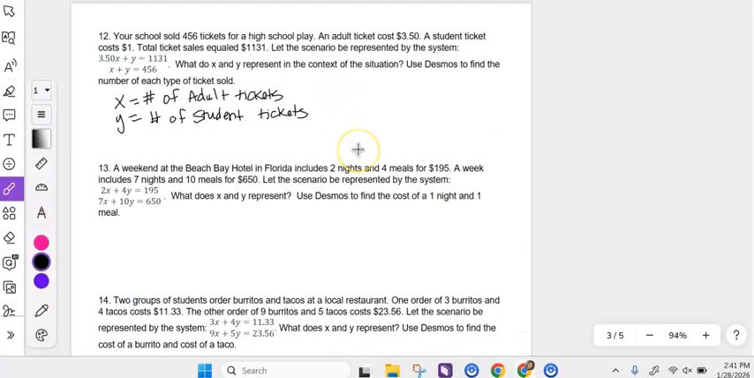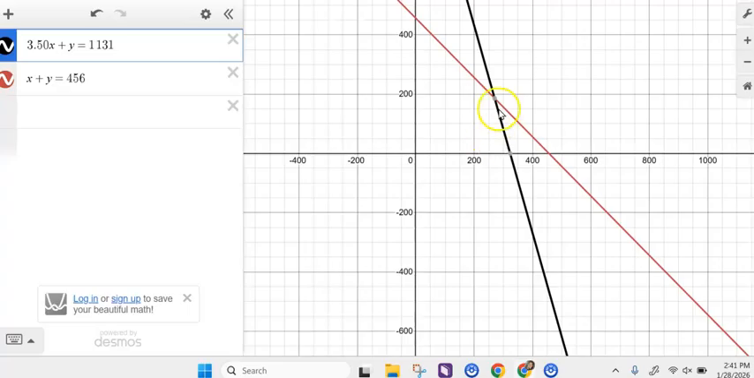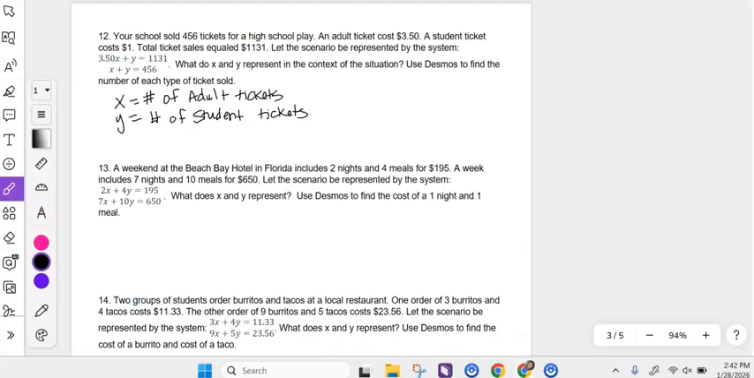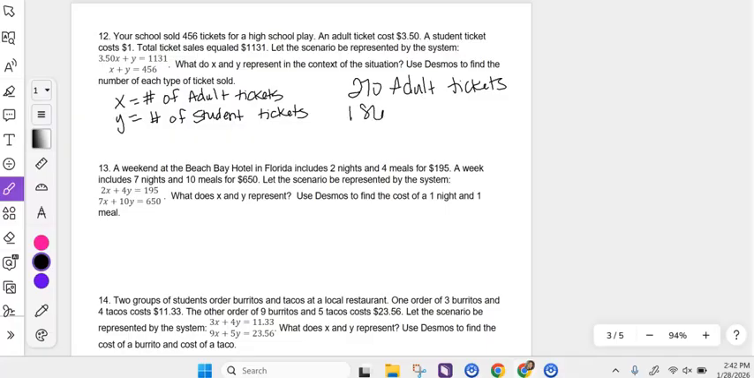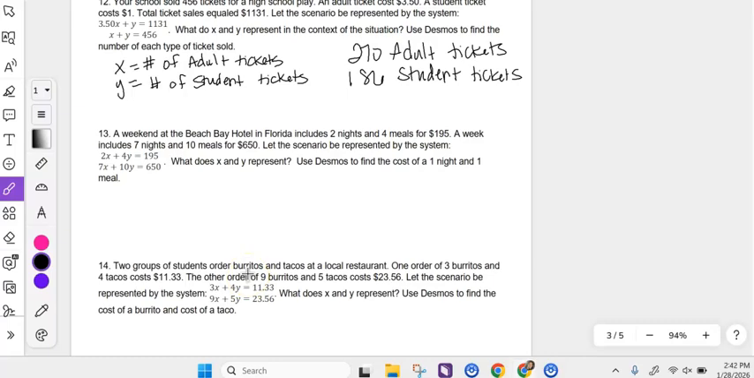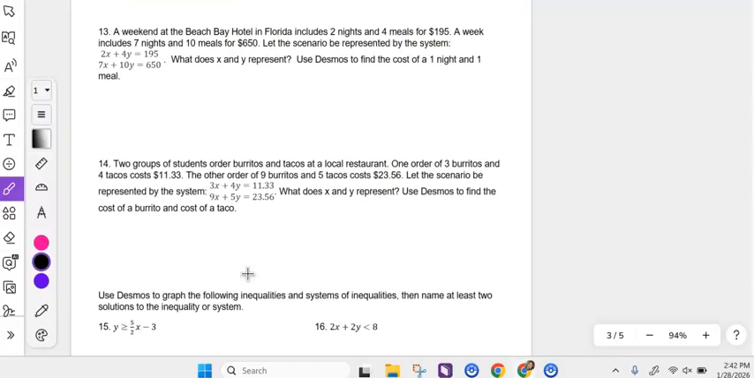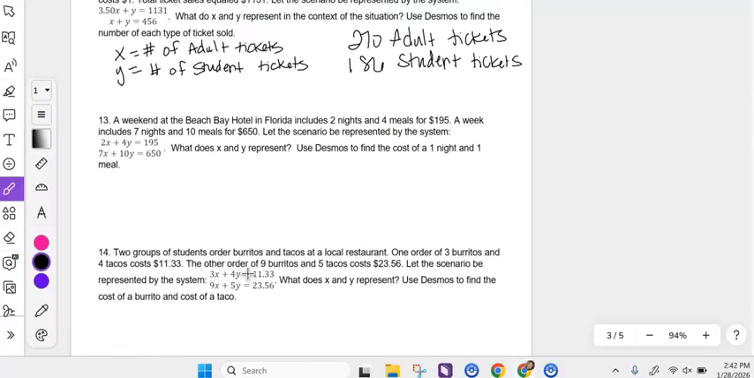So it says find the number of tickets each one sold. My x is 270, so 270 adult tickets and 186 student tickets. All right, now we are going to 13 and 14. They are just the same, so we're going to do one more.